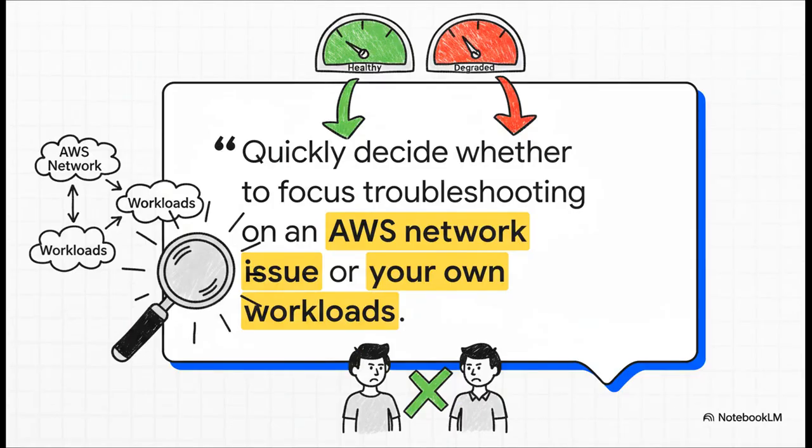I mean, this quote from the documentation just nails it. The NHI lets you decide instantly where to focus your energy. If your app is slow, but the NHI says healthy, the problem is probably in your stack. But if that thing flips to degraded, you can stop pulling your hair out debugging your own code and know with confidence that the issue is on the AWS network. This feature alone ends the blame game.